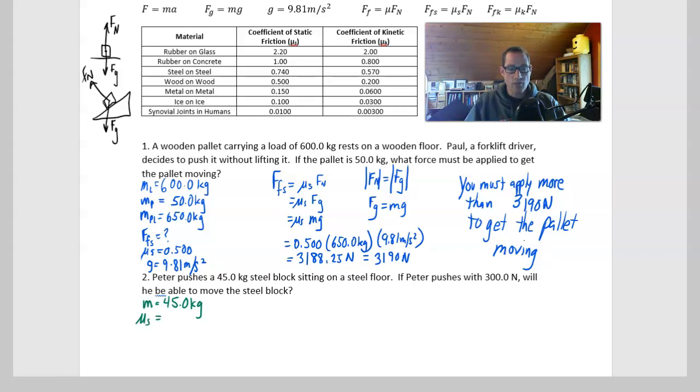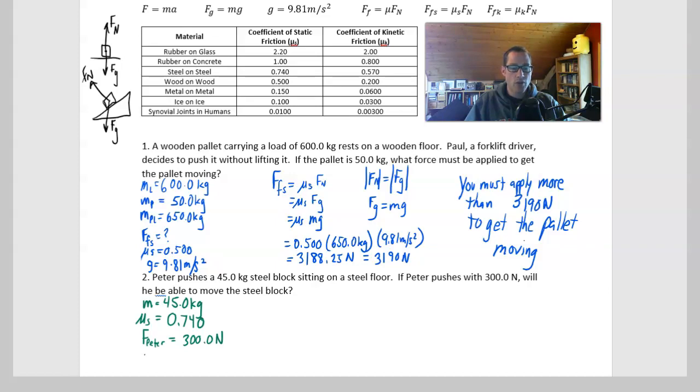Again, we're seeing if it's going to move, not whether we can keep it moving. So we're still talking about static friction here. And then mu s for steel on steel is 0.740. And the force that Peter pushes, I'll write F for Peter, is equal to 300.0 newtons. And so the question is, will he be able to move the steel block?